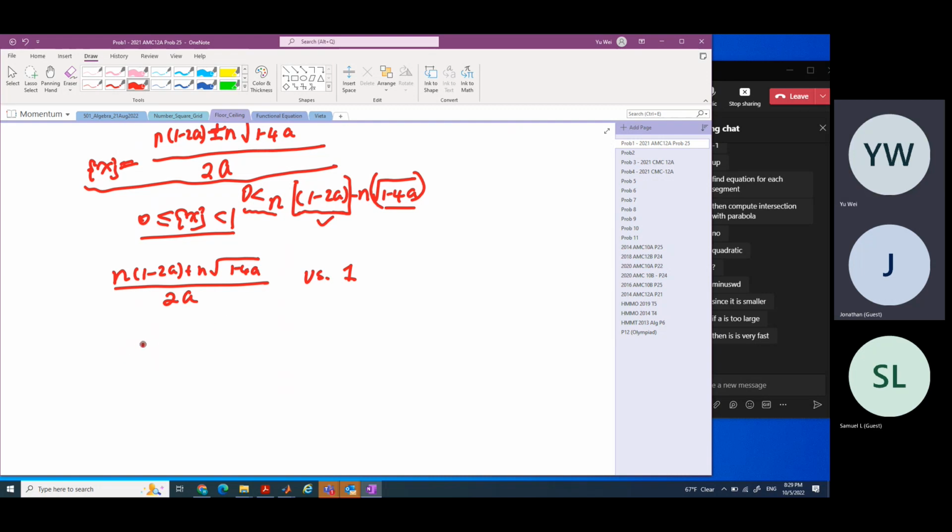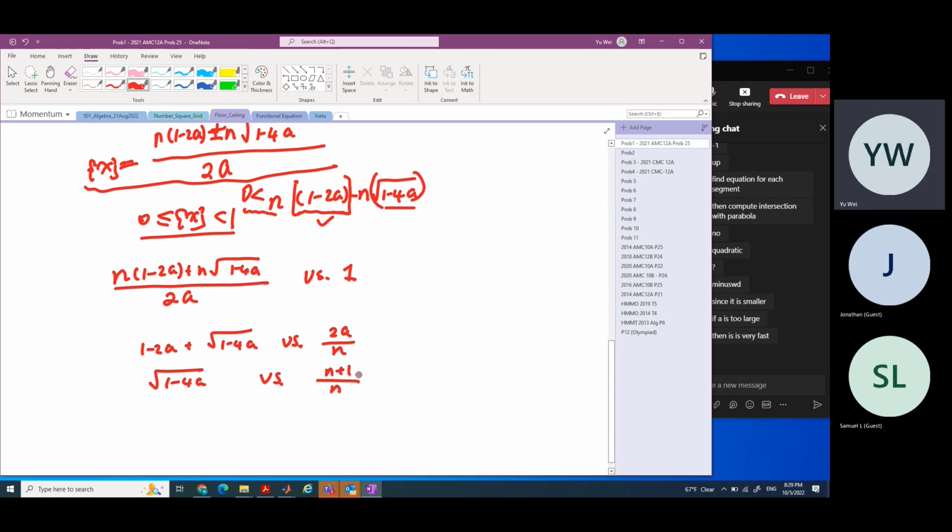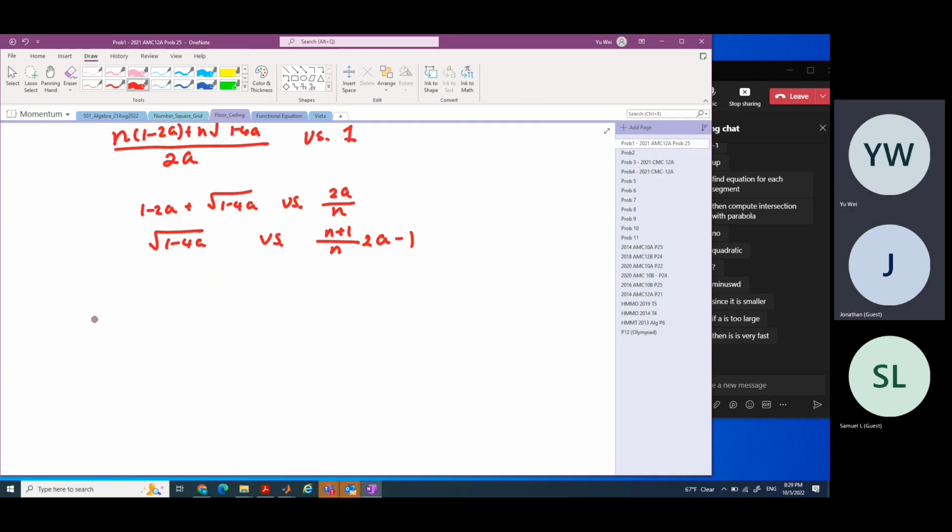Okay, does that mean we can compare this number plus 1 minus 4a with 2a over n? Yeah. Does that mean we can compare 1 minus 4a with the n of the n plus 1 of the 2a minus 1? Yeah. Does that mean we can compare 1 minus 4a, remember a is less than or equal to a quarter, versus the number, let me write it down, okay?